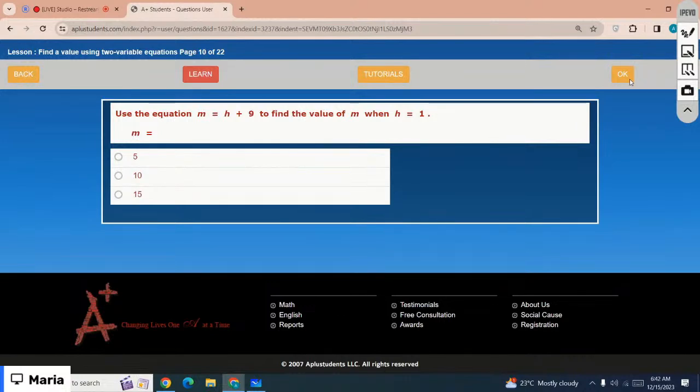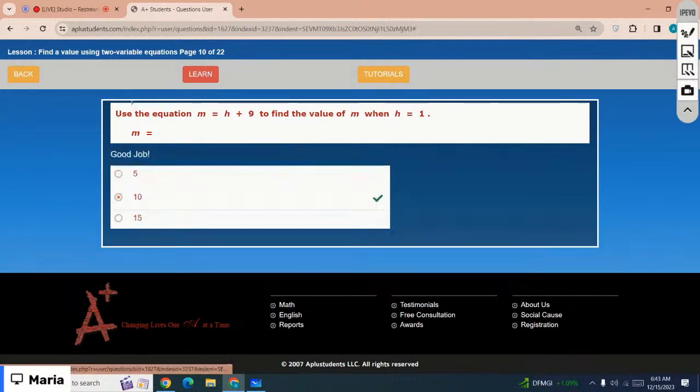Use the equation m equals h plus 9 to find the value of m when h equals 1. So which is the correct option? The correct option is 10. Okay, you can complete the lesson by yourself later today.